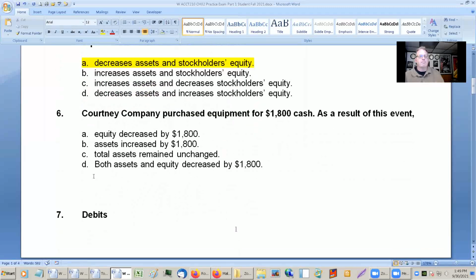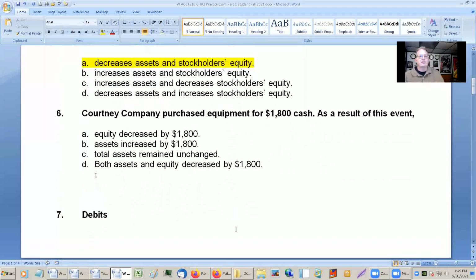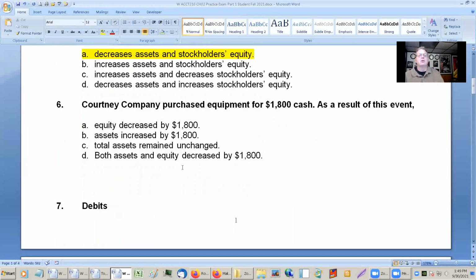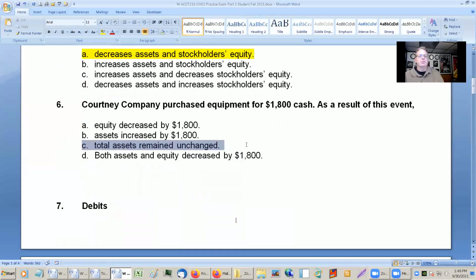Okay, Courtney Company purchased equipment for $10 cash. As a result, assets remained unchanged. One asset went up, equipment went up, cash went down. Yes.